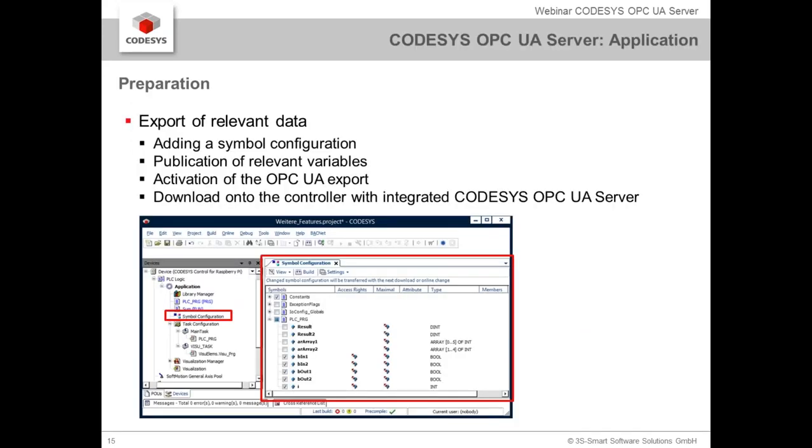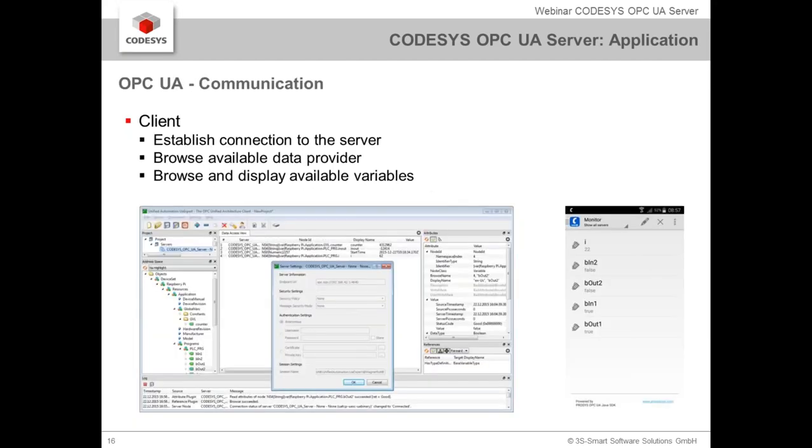Just a short summary. For the preparation of the data export, I need to add the simple configuration. I need to publish the relevant variables. Don't forget to build the project before you can do that, but anyway, CODESYS will show you that this is necessary. Then we need to activate the OPC UA export, download everything to the controller, and then the CODESYS OPC UA server is ready.